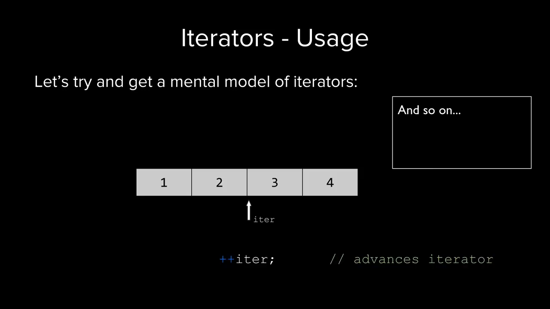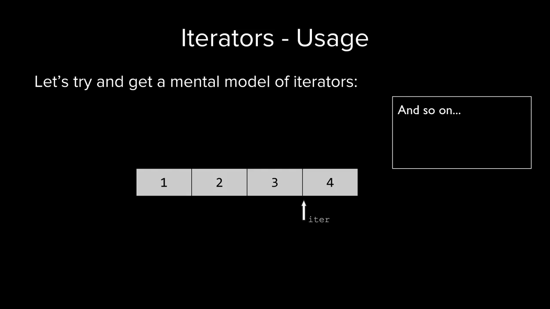I can advance it, print it, advance it, print it. And then somehow I need to be able to check if I reach the end, right? So if we're modeling indices, we have zero, and then we have i less than v.size(). We want to stop when we've reached one past the end of our collection.